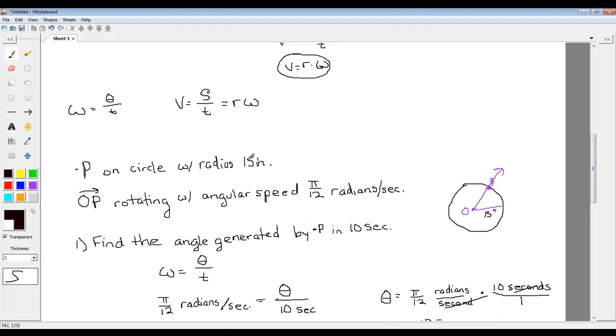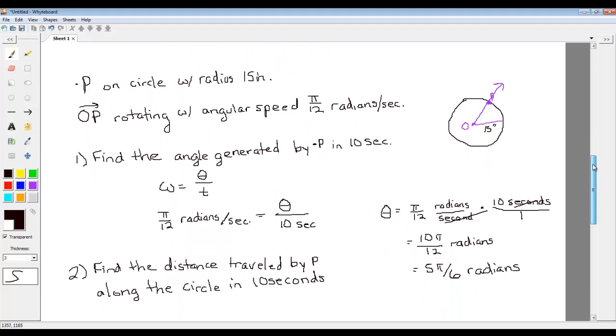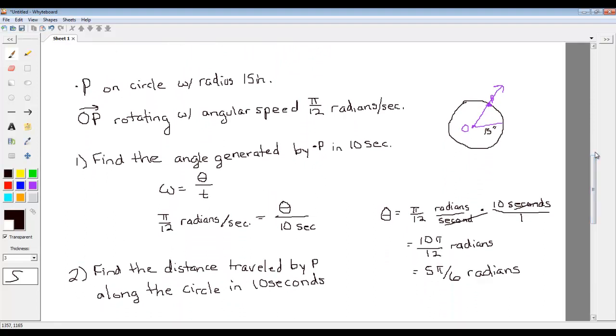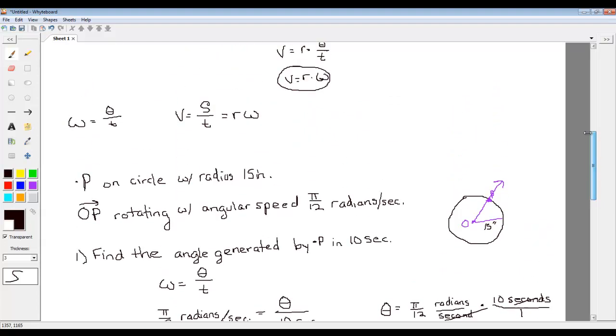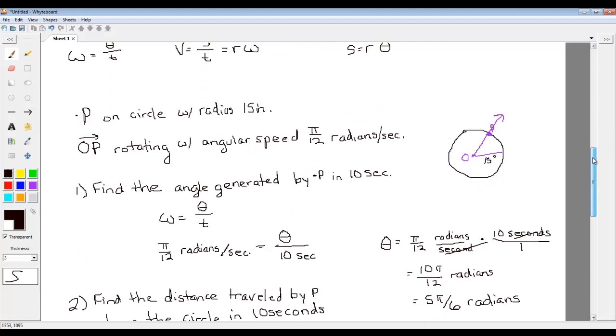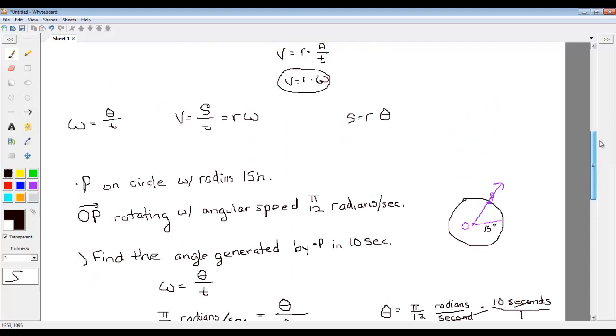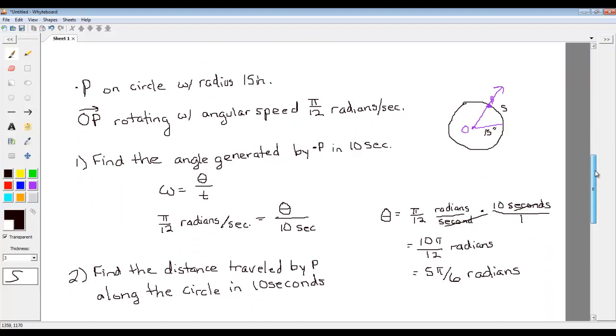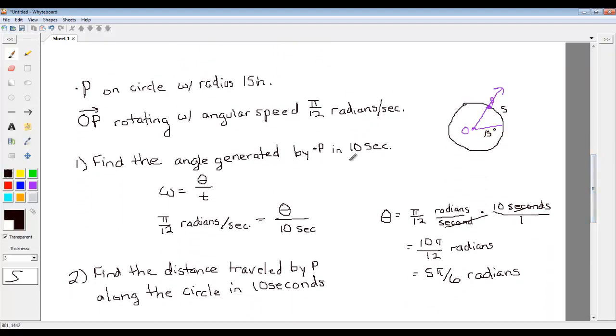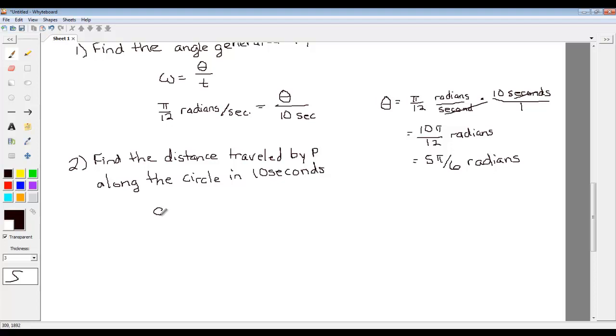So let's see here. Angular speed and the radius multiplied together give you the linear speed. What else do we have? We also have S equals R theta still. That's still in our background. They gave us find the distance traveled, so really you're trying to figure out what S is. You know the radius, and we just figured out the angle generated in 10 seconds. So we can use S equals R theta. We've got plenty of information to do that.